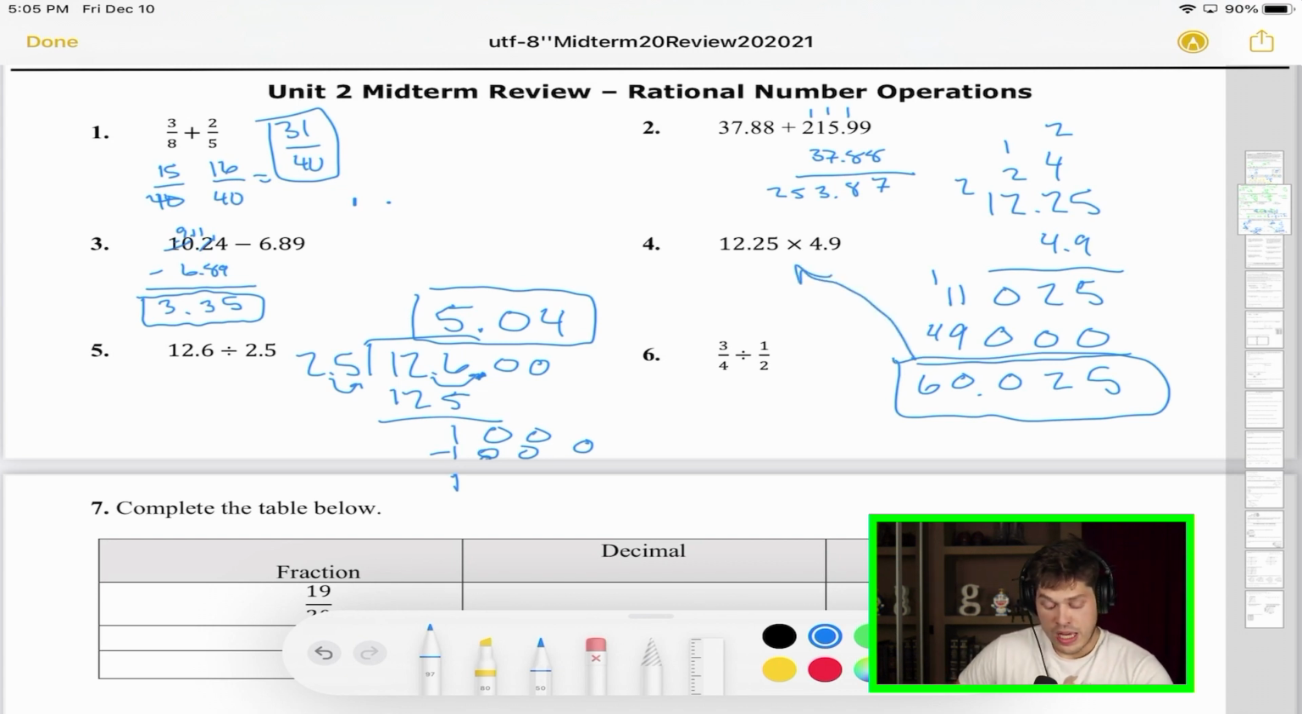Number 6, 3/4 divided by 1/2. Dividing is the same as multiplying by your reciprocal. So that means this is 3/4 times 2 over 1. This is the same thing. And this equals 6/4. You just multiply across. And this is 1 2/4, or 1 1/2.